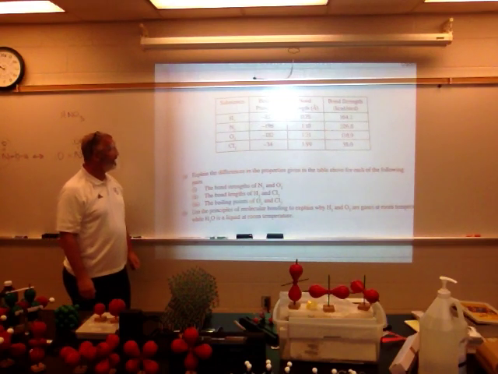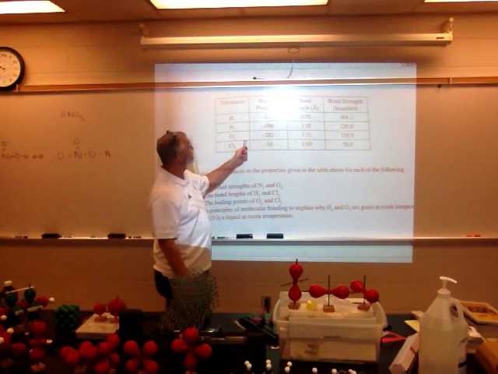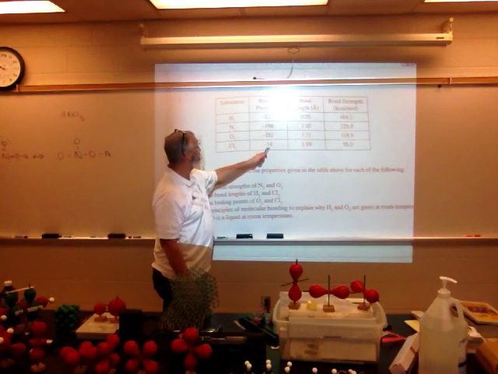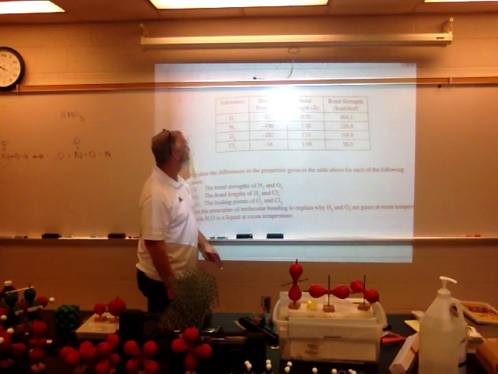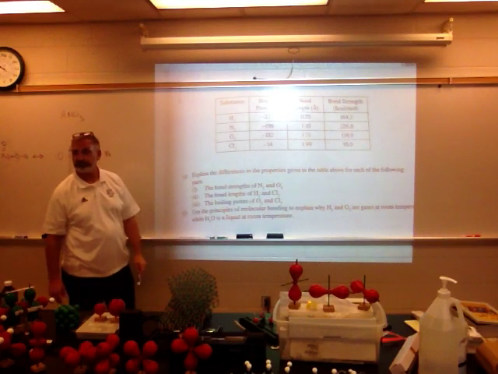The boiling point of oxygen and chlorine. Oxygen's boiling point is negative 182, chlorine's is negative 34, much higher. Why?